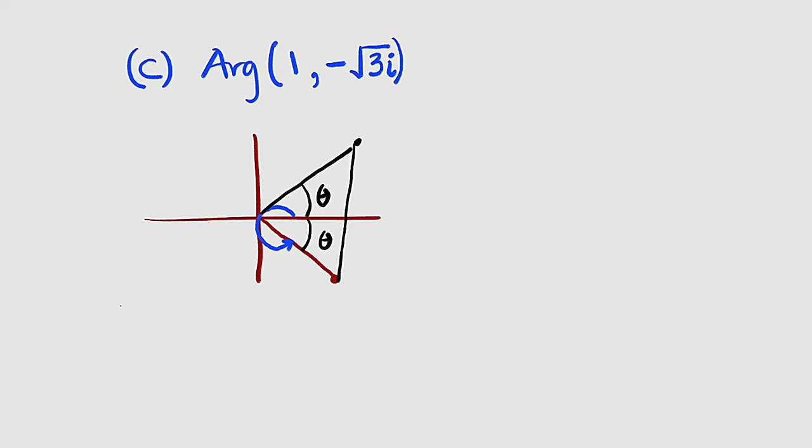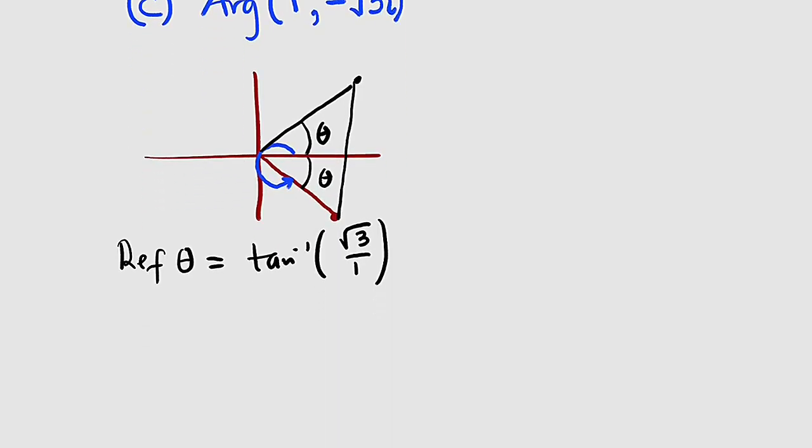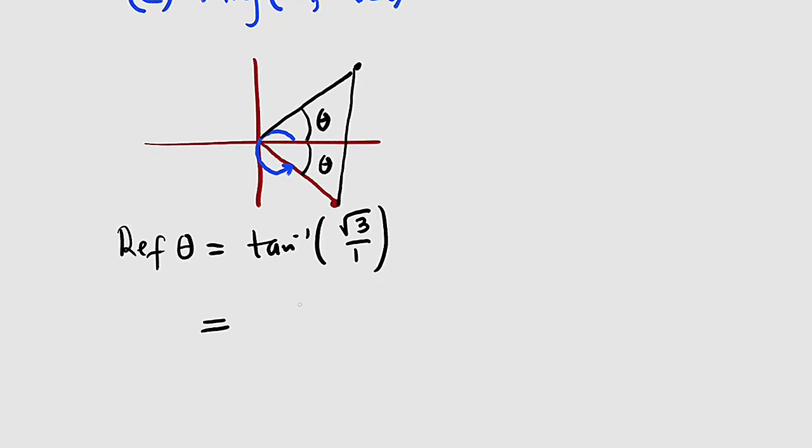So let me use the reference angle, reference theta. It will be equal to tan inverse of root 3 this time around divided by 1. And you know that root 3 divided by 1 is just root 3. And we have already seen that tan inverse of root 3 is what? Pi by 3 or 60 degrees. So this is equal to pi by 3 or 60 degrees. This is our reference theta.